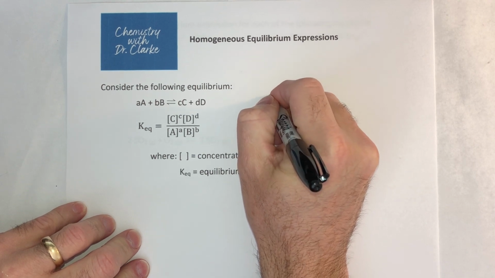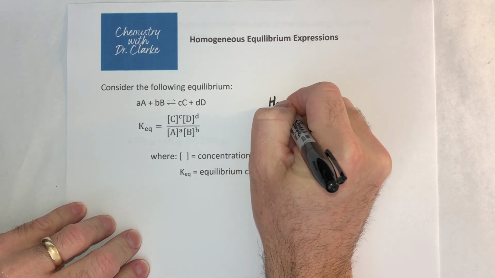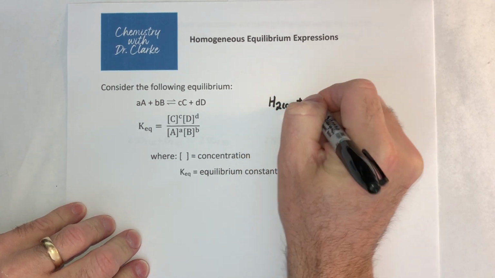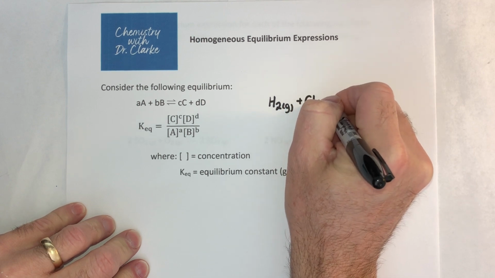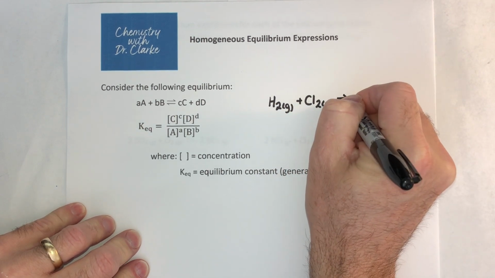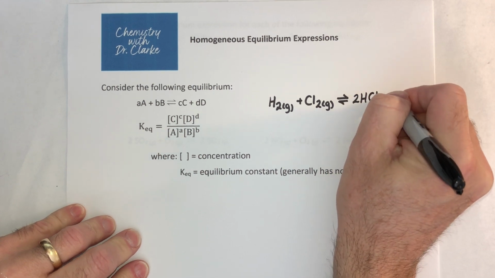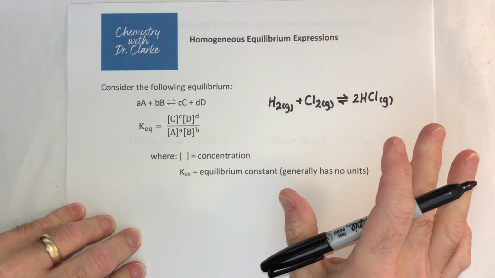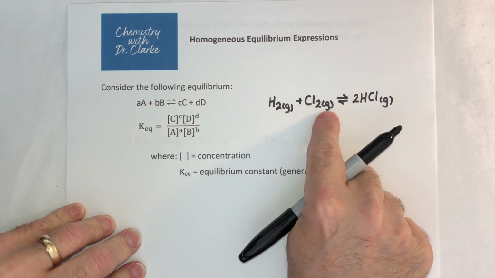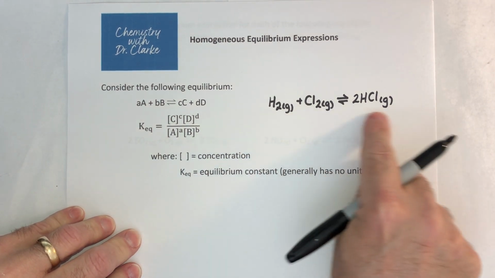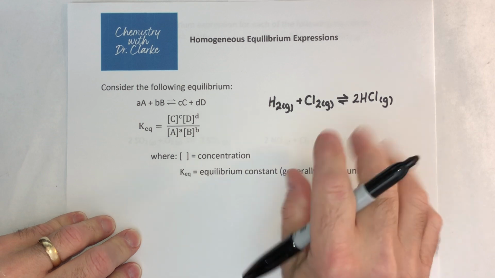So if we want to do a bit of a more concrete example, let's say that we're going to talk about H2 gas reacting with Cl2 gas to form, in equilibrium, two HCl gases. Now it is a homogeneous equilibrium because we started with gases and we ended with gases, right? They're all gases. And this thing is balanced.